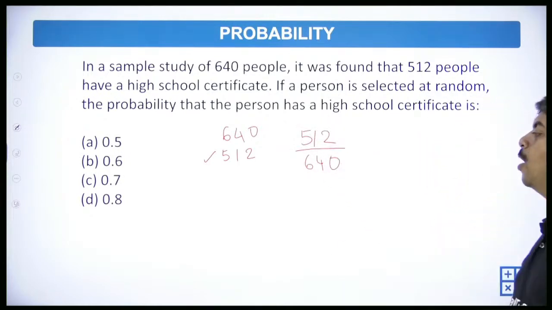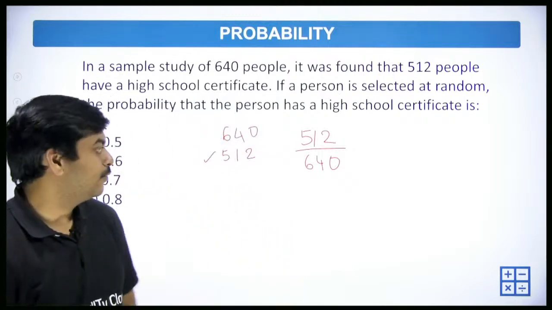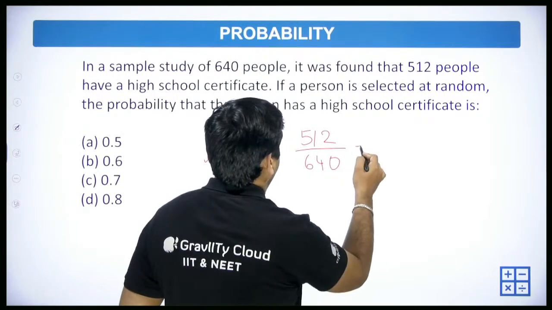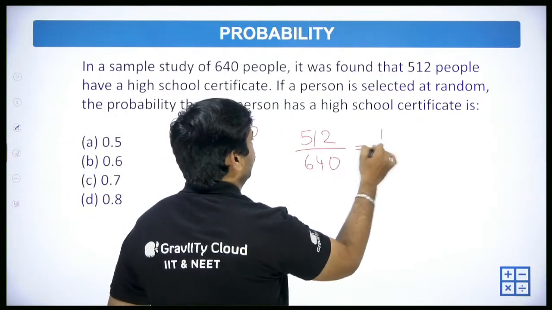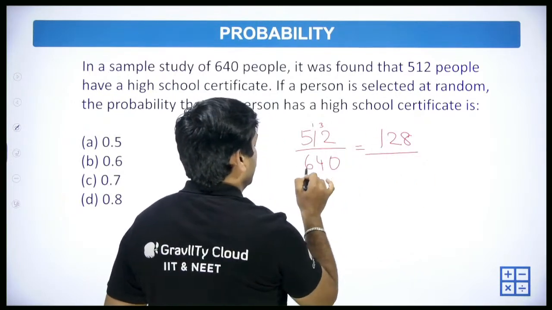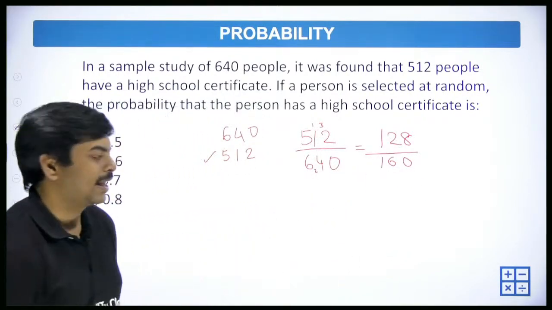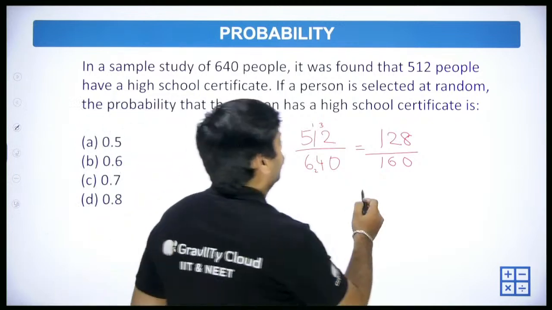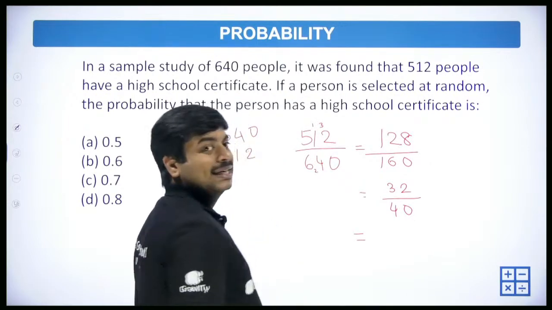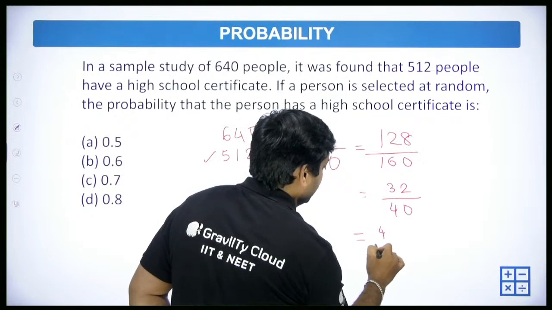So we need to find what the value is, 0.5, 0.6, 0.7 or 0.8. Let me divide with a few numbers. First we can cancel with 4: 4 ones are 4, 4 twos are 8, 4 eights are 32, giving 128 by 160. We can cancel once again with 4, giving 32 by 40, and then with 8: 8 fours are 32 and 8 fives are 40.